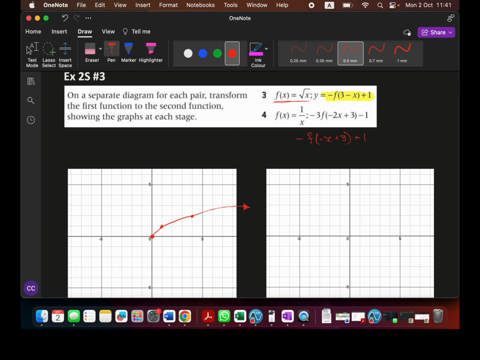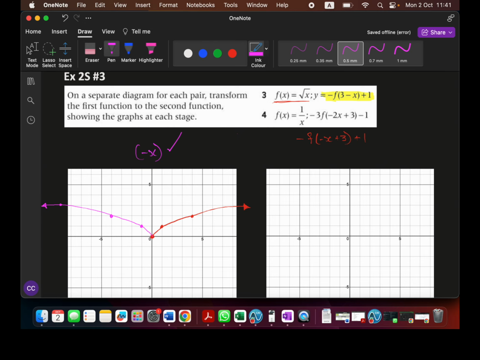So I have to deal with multiplication and division first. So the negative x is what I have to deal with first. Well, when you negate the x inside of a function, you flip across the y-axis. So it's just going to end up looking something like this, and my function curves down as best I can. So that's done.